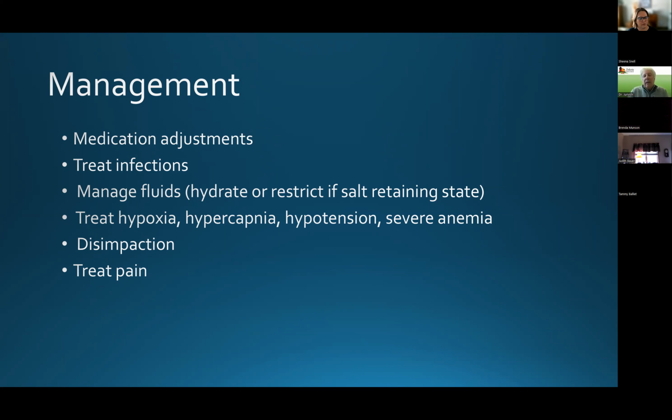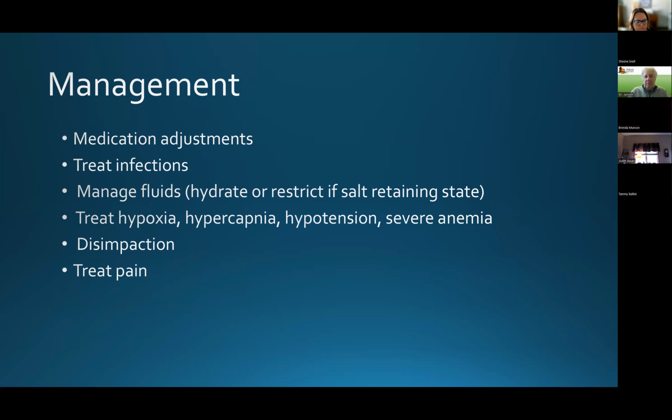But people that have what we call salt retaining states of heart failure, liver failure, and kidney failure, you may not want to push fluids as much as somebody who doesn't have those organ failure situations. Obviously, treating hypoxia with oxygen or mask with oxygen. If somebody is a COPDer, you worry about hypercapnia, so you're very careful with monitoring how much oxygen you give them. You bump them up from 2 liters to 3 liters, all of a sudden they start retaining CO2 and they develop hypoactive delirium.